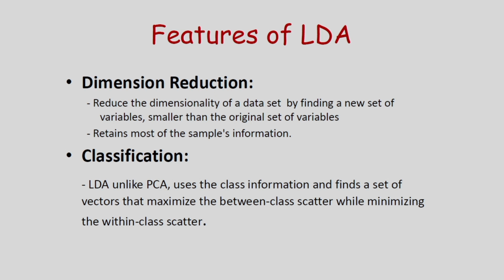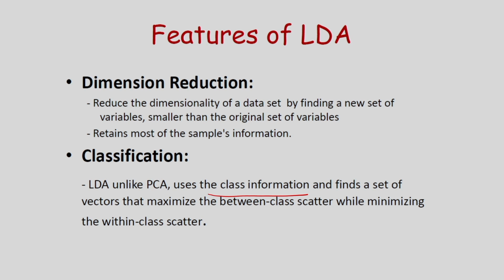So unlike PCA, LDA uses the class information. That information is available in case of the linear discriminant analysis, and I have to find a set of vectors that maximize the between class scatter while minimizing the within class scatter matrix.